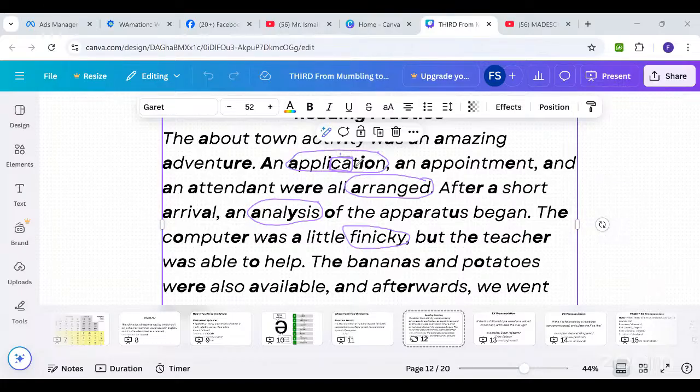An application, we're all arranged, not we're all arranged. There's a full stop here. Here, there is a comma. An application, it went up. Now here there is a full stop. We're all arranged. It came down because of the full stop.